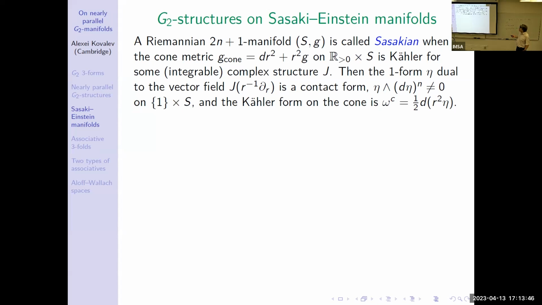The Kähler form can be written by, so there is a Kähler potential, which can arise. Well, not quite a potential, but at least there is a one-form whose exterior derivative is the Kähler form.